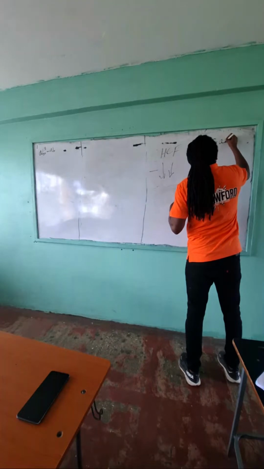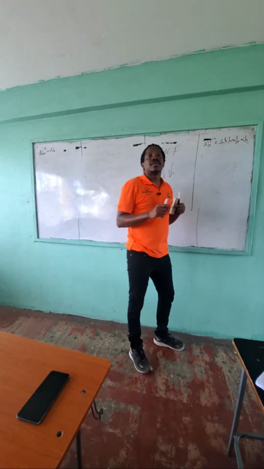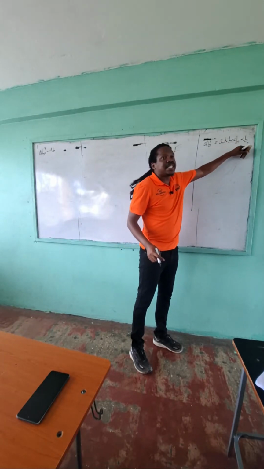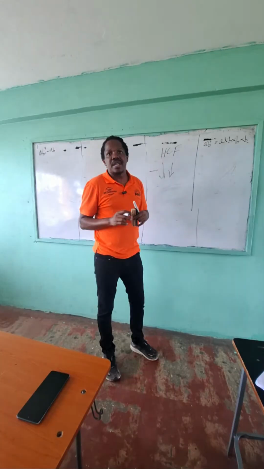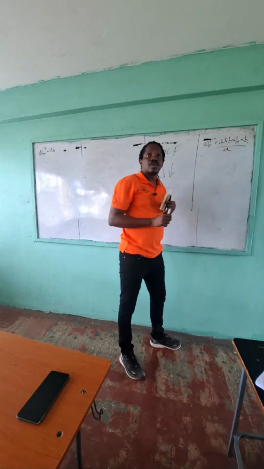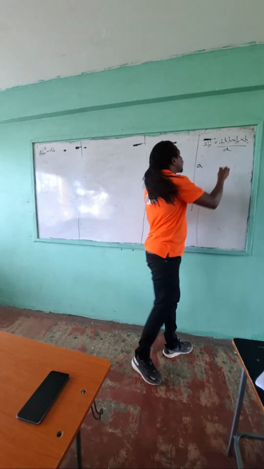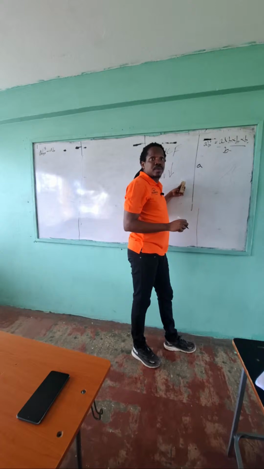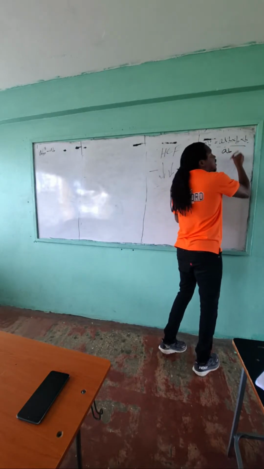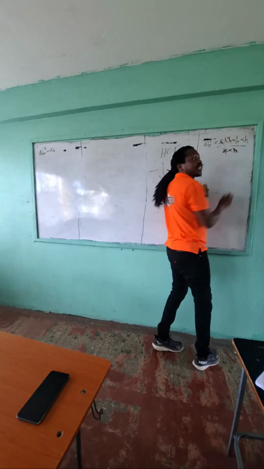AB cubed is equal to A times B times B times B. What can go into AB cubed? A can go into AB cubed, true. B can go into AB cubed, true. AB can go into AB cubed, true, because AB is A times B.